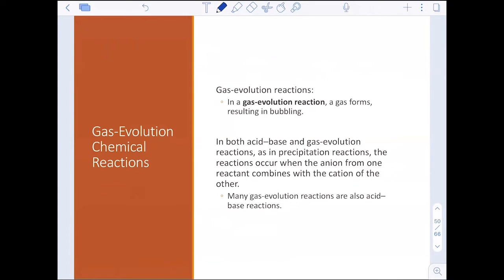Last couple things with these. Some reactions are gas evolution reactions. Gases form, resulting in bubbling. In both acid-base and gas evolution reactions, as in precipitation, the reaction occurs when an anion from one combines with a cation of the other. So a lot of these are still double displacement reactions. This is just a third category. First category being precipitation, second category being acids and bases. We spend a lot of time with those. Third one, gas evolution. We don't spend too much time here, but they're just really interesting real-life examples.